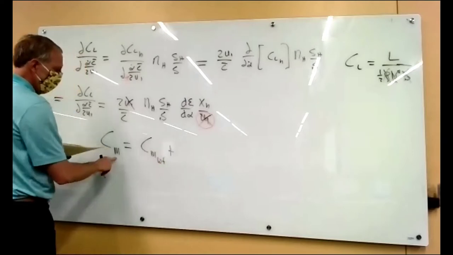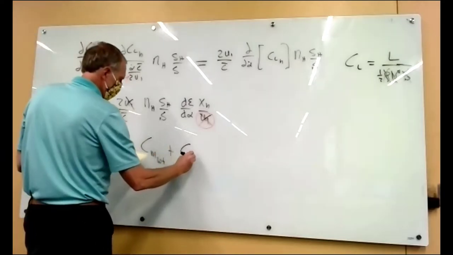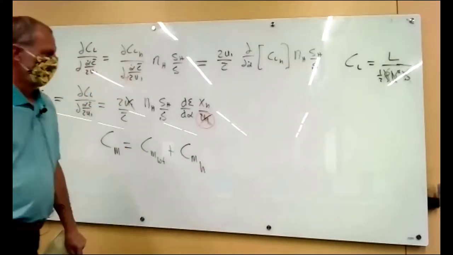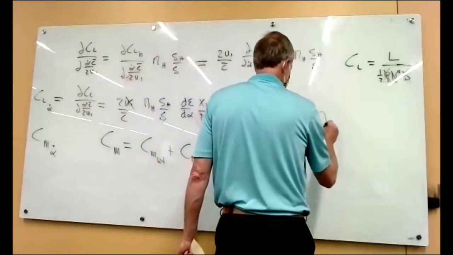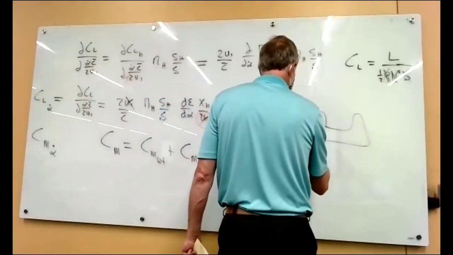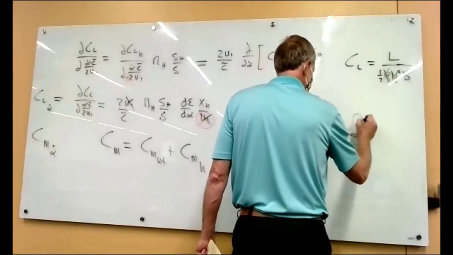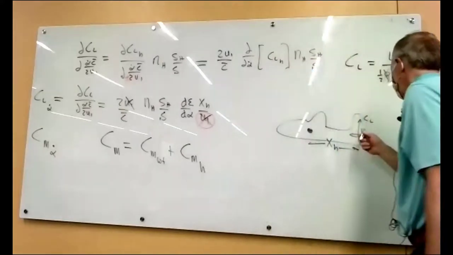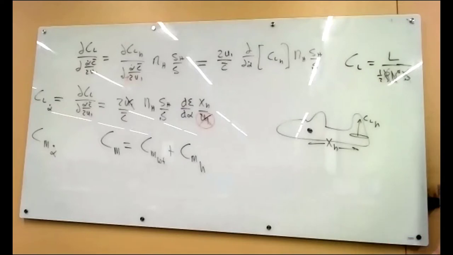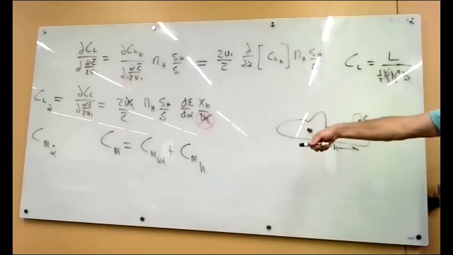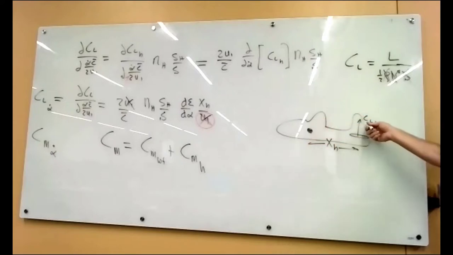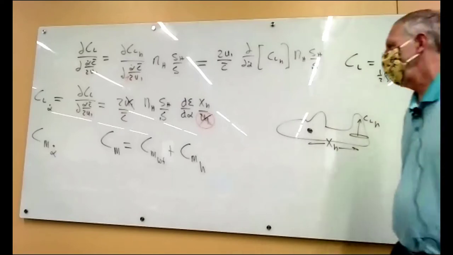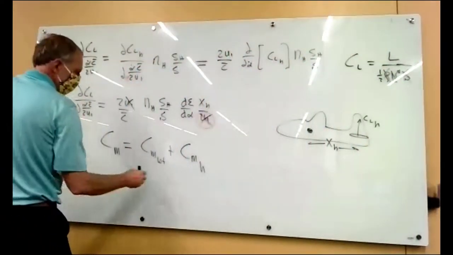So the CM total of the airplane is CM of the wing plus CM of the horizontal tail. But the nice thing is the pitching moment caused by the horizontal tail can be easily calculated from the lift of the horizontal tail. In fact, that's how we did it, is we added the pitching moment of the wing, and then we just took the lift of the horizontal tail and multiplied it by the moment arm, and we were good. So that means that this effect is only in here.